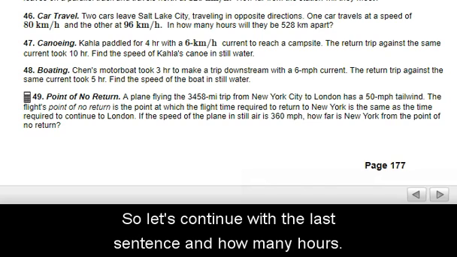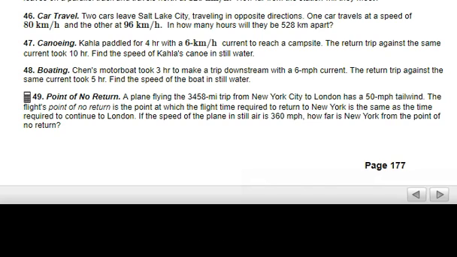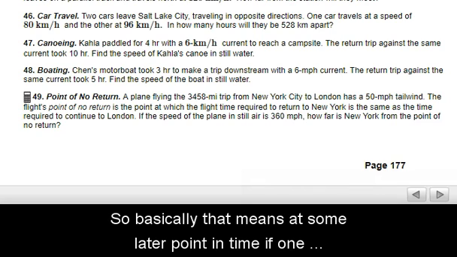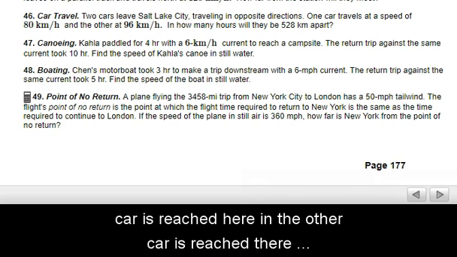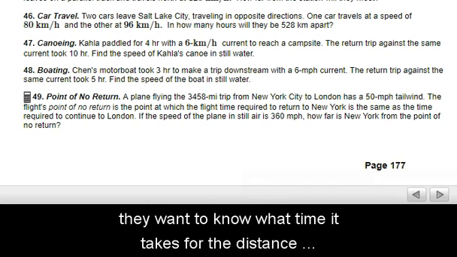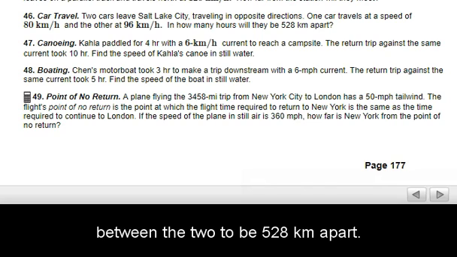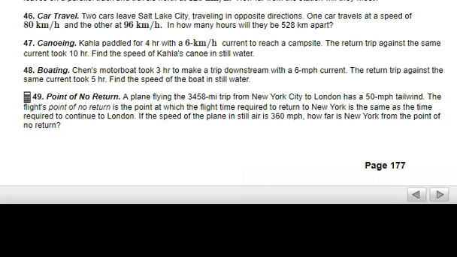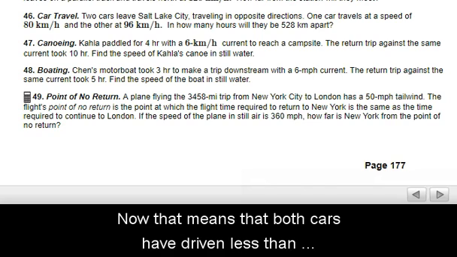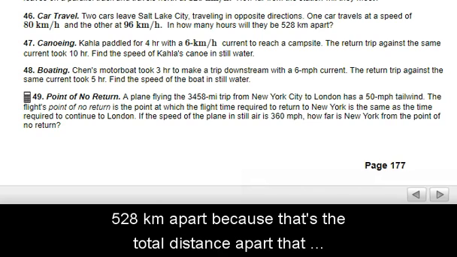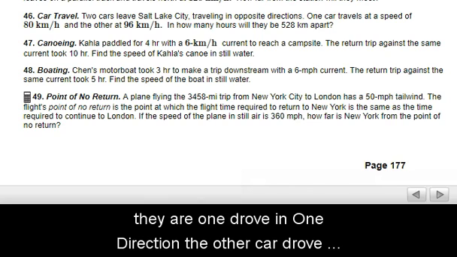In how many hours will they be 528 kilometers apart? So basically that means at some later point in time, if one car has reached here and the other car has reached there, they want to know what time it takes for the distance between the two to be 528 kilometers apart. Now that means that both cars have driven less than 528 kilometers, because that's the total distance apart that they are. One drove in one direction, the other car drove in the opposite direction.